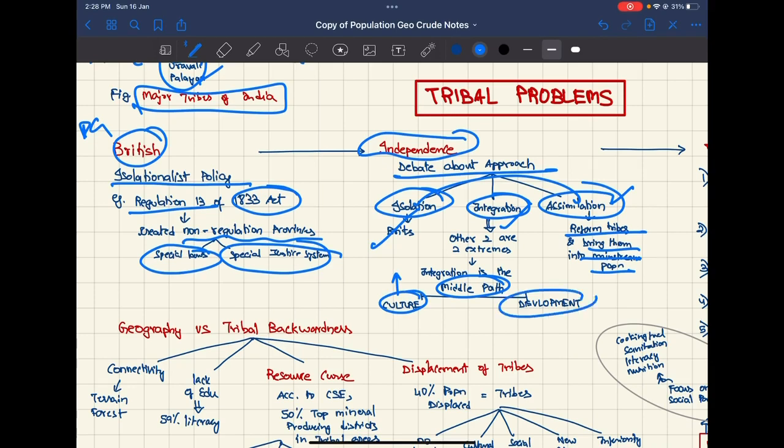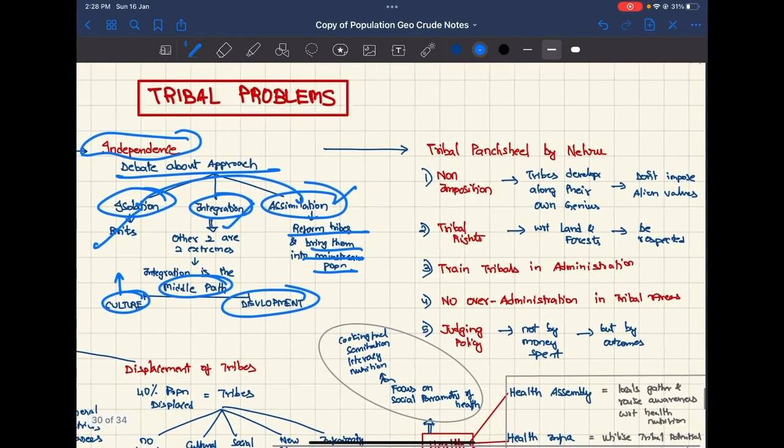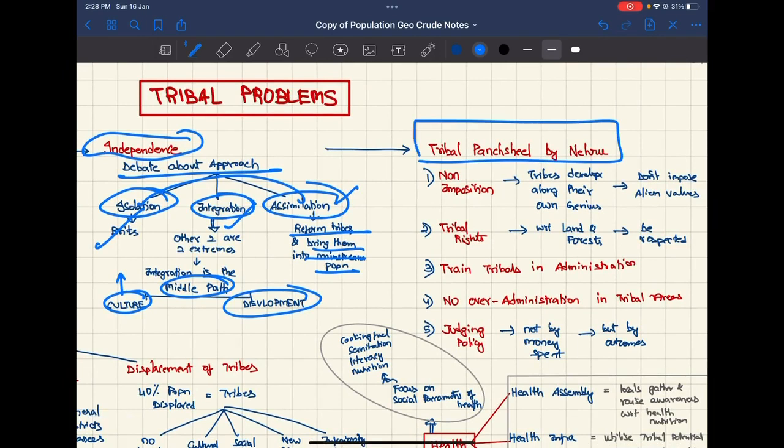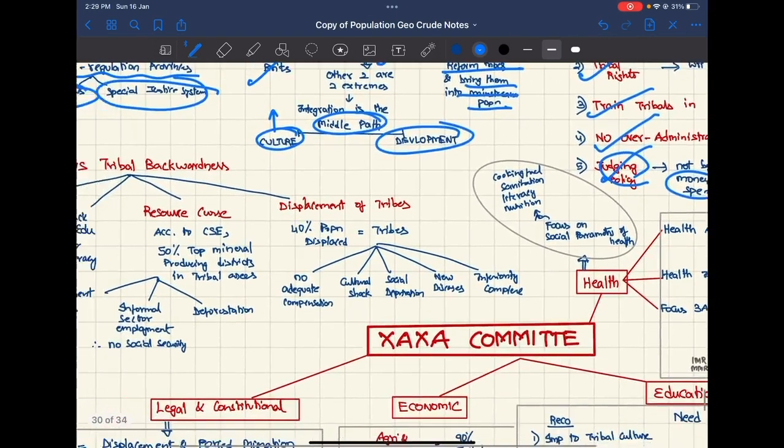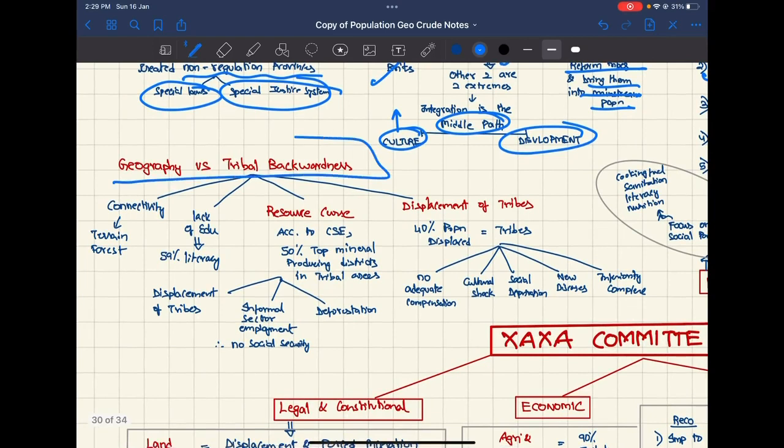Maintaining their culture and improving their development. So Nehru gave this tribal Panchashil, which has features like non-imposition of alien values and tribal rights, training tribals in administration, no over-administration in tribal areas, and do not judge the policy based on money spent but based on outcomes. So, geography versus tribal backwardness.